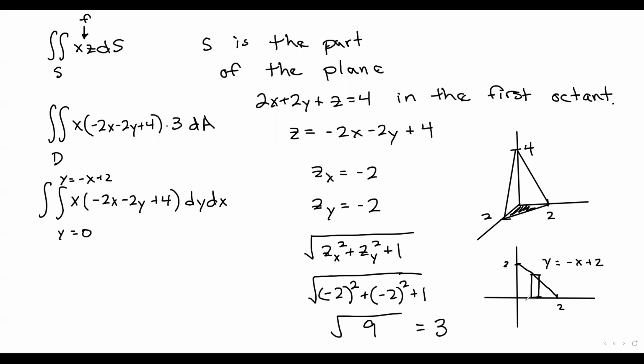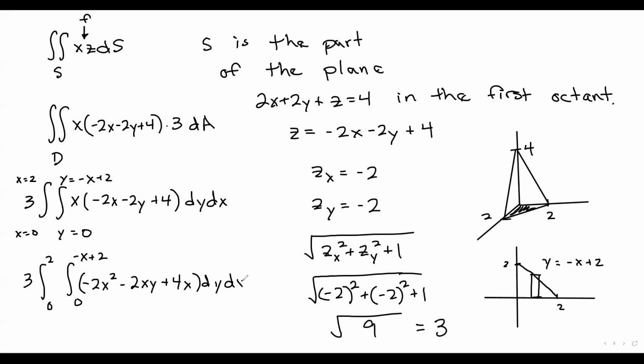And then what x values do we go over? Well, from 0 to 2. Okay. Oh, and I forgot our 3. Let's just put the 3 up front here. All right. And then to go through and actually evaluate that, we could multiply this out. So we're going to have -2x squared minus 2xy plus 4x dy dx.